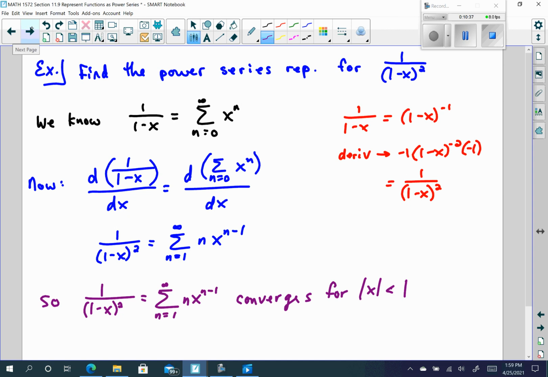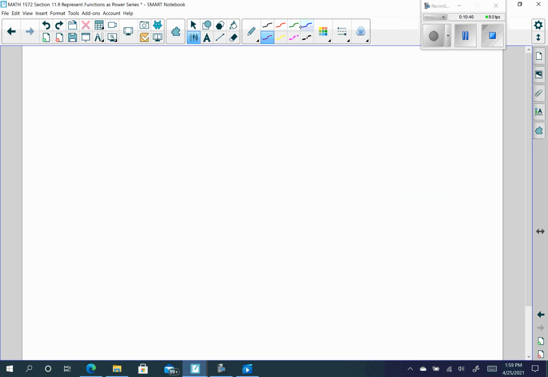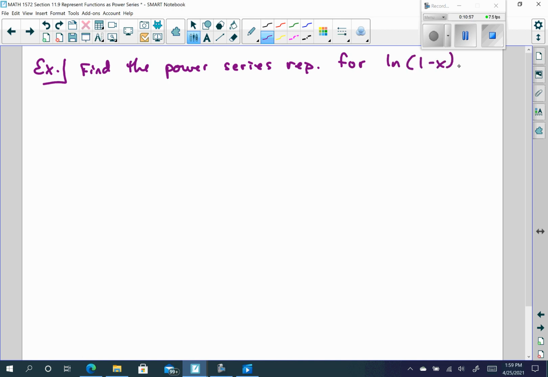Let's go ahead and just try one more example. Let's find the power series representation for the natural log of 1 minus x. Again, we go back to the fact that 1 over 1 minus x is equal to the sum as n goes from 0 to infinity of x to the nth power. Now we saw what happens when we take the derivative of this. So in this case, this is 1 over something, so the antiderivative of that would give us the natural log. So we're going to integrate.